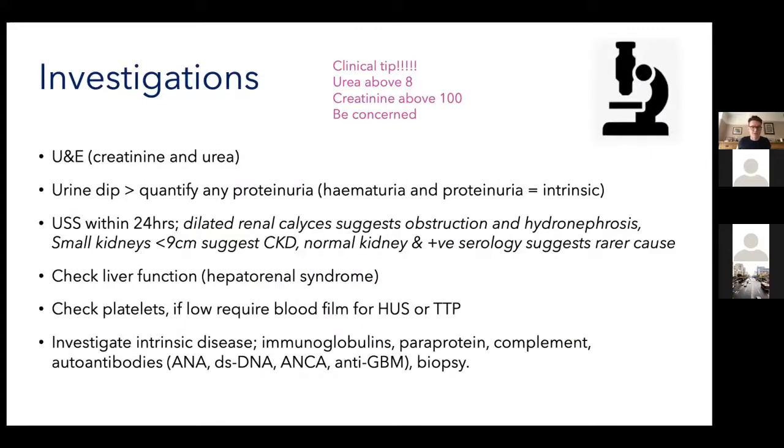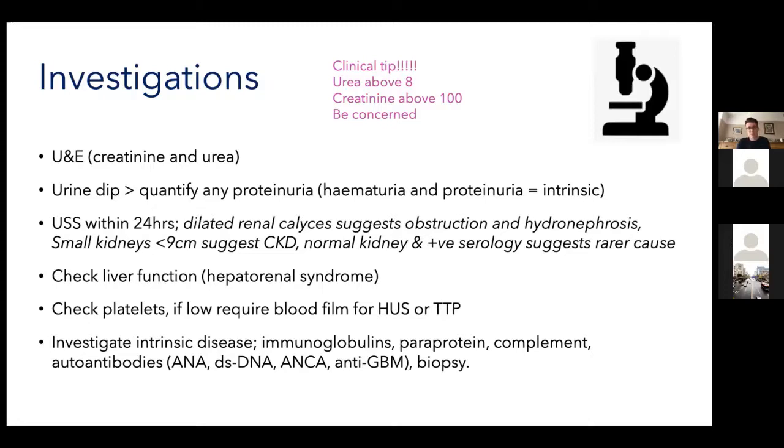Okay, so back into AKI, a bit more focus on the AKI and specific investigations you do. You want to do urine E, and again, just emphasize that clinical tip. The numbers, urea above 8, creatinine above 100, you know, you're going to be concerned. You want to do urine dip, and that's for any proteinuria. You're seeing that the nephron's not functioning properly, you're leaking protein. And hematuria and proteinuria suggest an intrinsic cause.